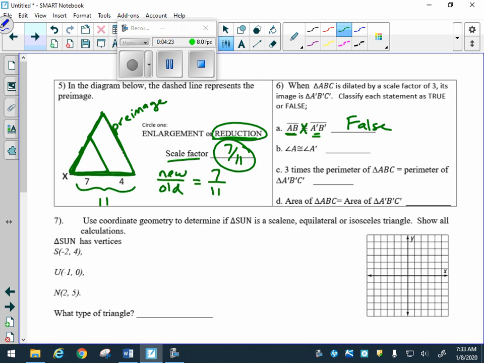Angle A is congruent to angle A prime. That's true because when you make things get longer in the sides, the angle measures still stay the same. Think about a right triangle. Now I make a bigger right triangle. It's still 90 degrees. The angles stay the same, so this is true. 3 times the perimeter of ABC equals the perimeter of A prime, B prime, C prime. That's true. If all sides got 3 times longer, then the perimeter would be 3 times longer as well. The area, however, gets more than 3 times bigger. So this is false.